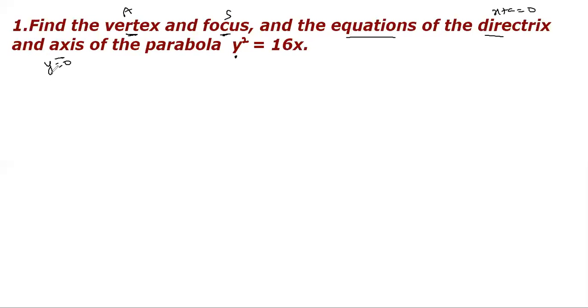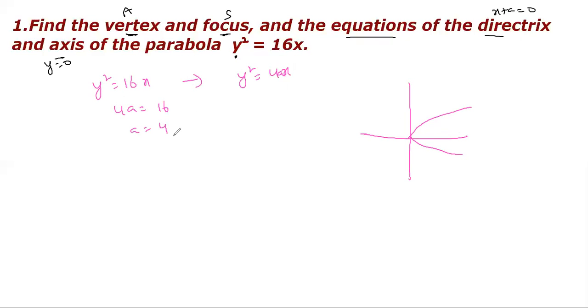That's why y equals 0. That also we have to find. Let's see. The parabola y squared equals 4ax. Here we have y squared equals 16x. So when you compare, it is with y squared equals 4ax. So here 4a equals 16, and we can get a equals 4.